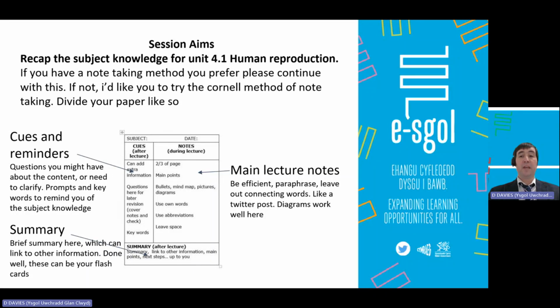If you have a preferred note-taking method, that's absolutely fine. Please carry on with that. But if you don't, I'd like you to try the Cornell method. You split your paper up like so, and in this 2/3 of the page, you put the main points, in your own words, with abbreviations. You can put diagrams and mind maps there. Be efficient. Don't write down everything you see or hear. Leave out some of the connecting words.